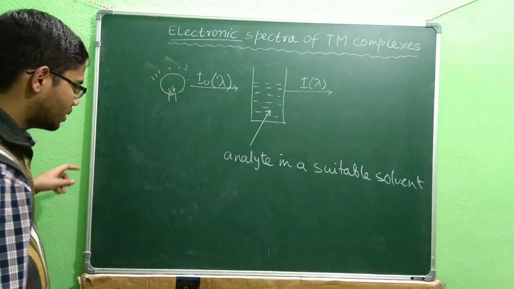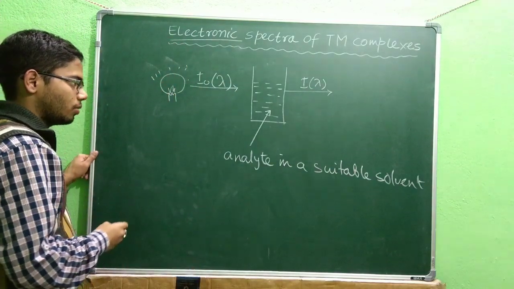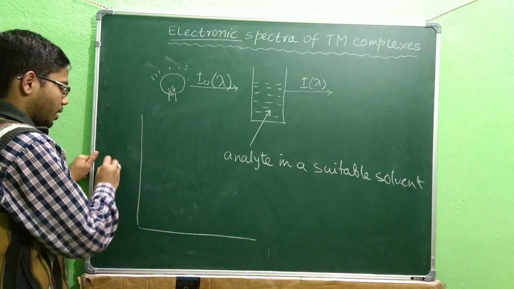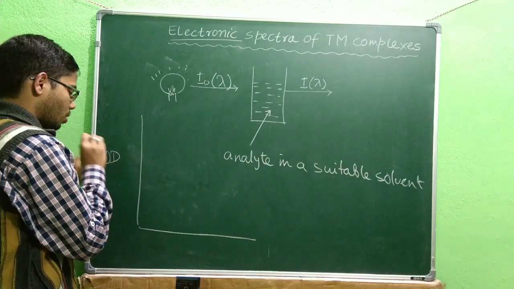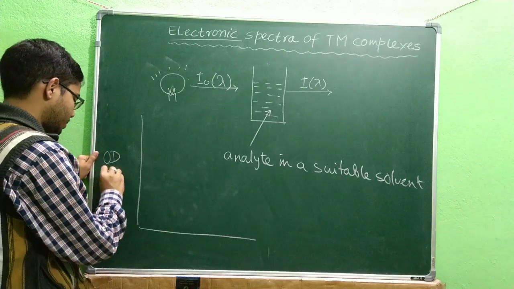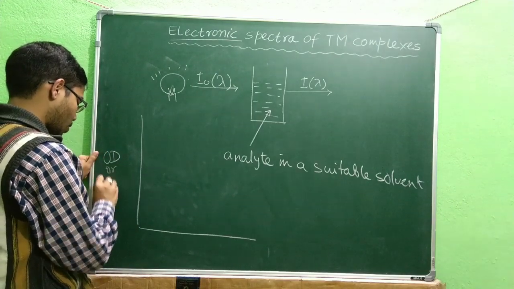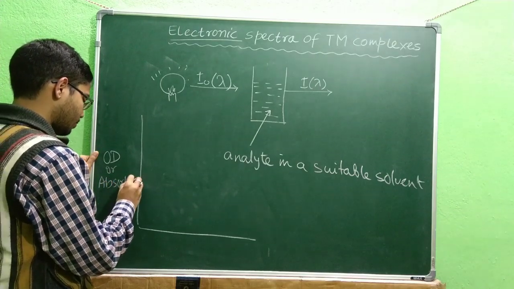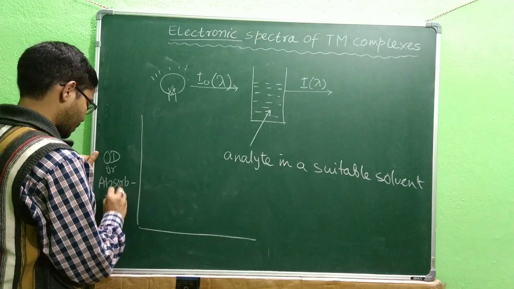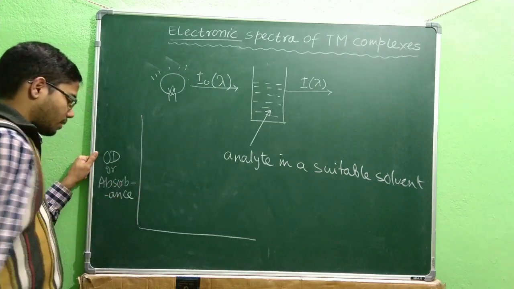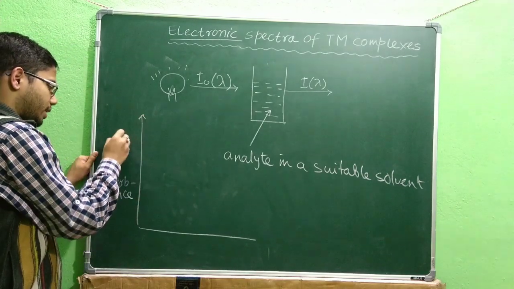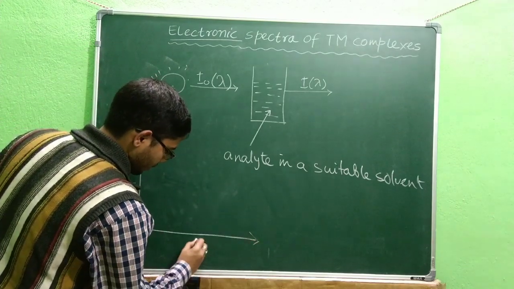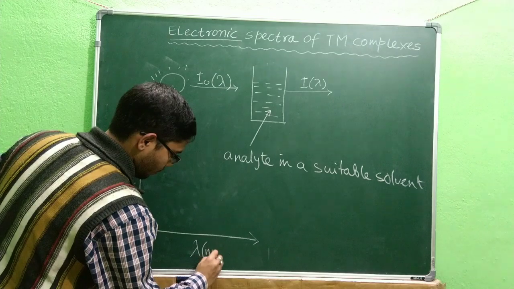When you record it, this is very important, you basically plot. Here you have OD or optical density, which sometimes is written as absorbance. I will define it shortly. So this is basically your absorbance. This is your y-axis, and here you have lambda or wavelength.